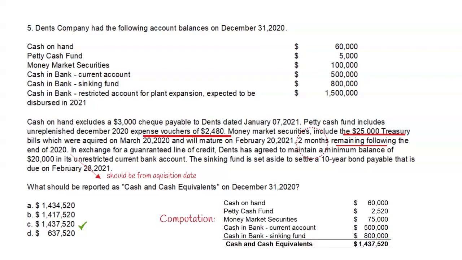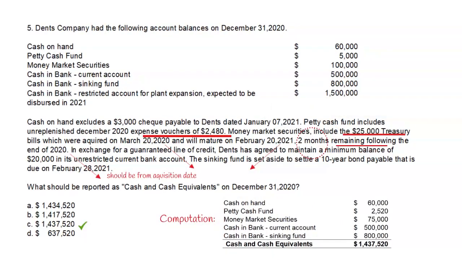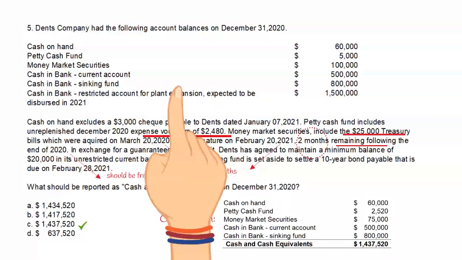In fact, the actual months from March 20, 2020, the acquisition date, to February 20, 2021, the maturity date, is total of 11 months. Therefore, in this case, the 3-month rule is not met and the treasury bills are not qualified as cash equivalents. Also, we have excluded the cash and bank restricted. This is because it is set aside for long-term use, which is the plant expansion.